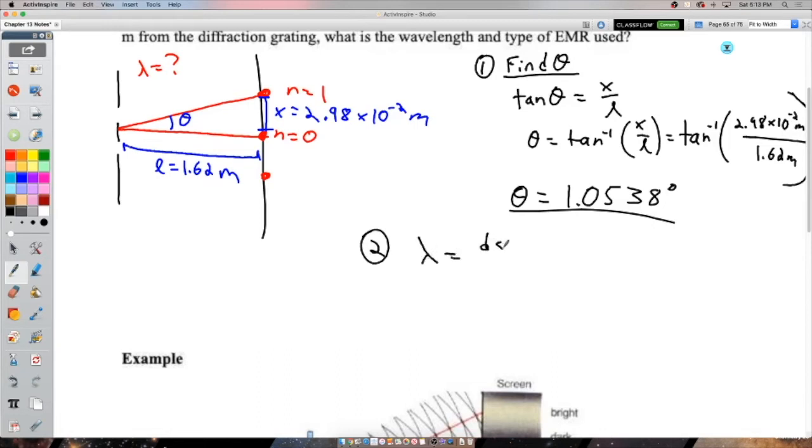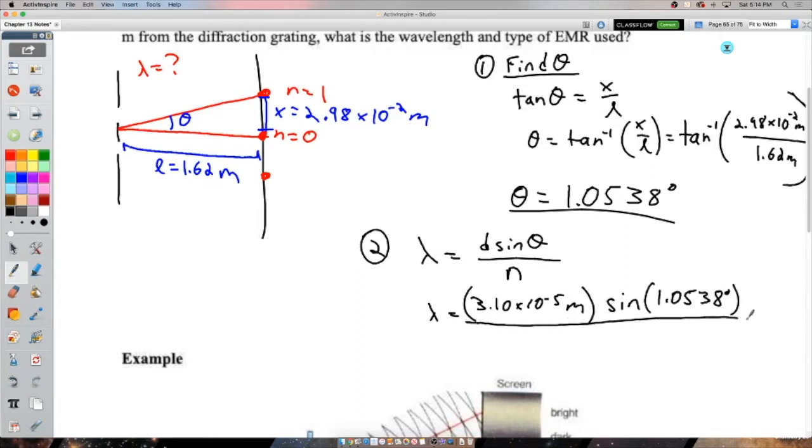Lambda equals d sine theta over, okay, now are we at a bright spot or a dark spot? We're at a bright spot, right? The first antinode. So that is constructive interference. So we're not going to use n minus 1/2. We're going to use n. So then lambda equals 3.10 times 10 to the minus 5, that's d, times sine of the angle we just found, divided by, we're at the first bright spot, so we're at n equals 1. I got that lambda equals 5.70 times 10 to the negative 7 meters.